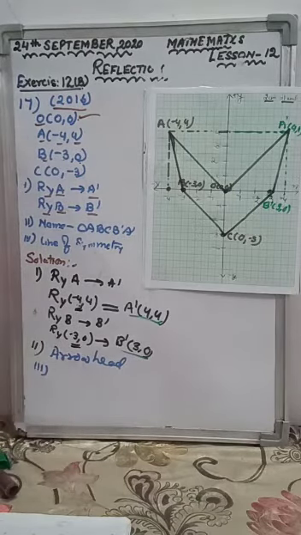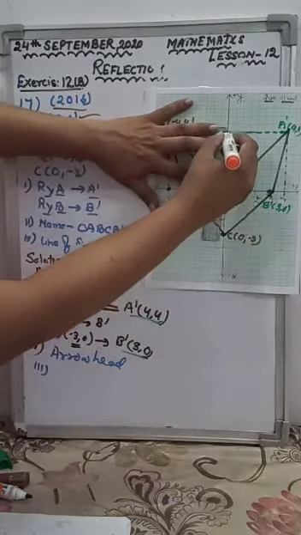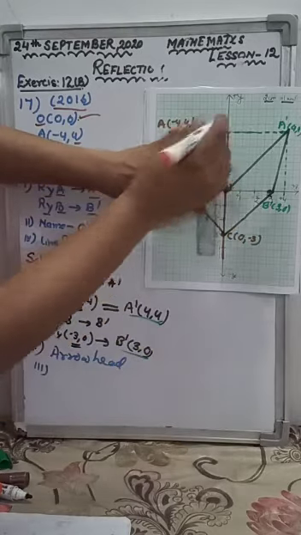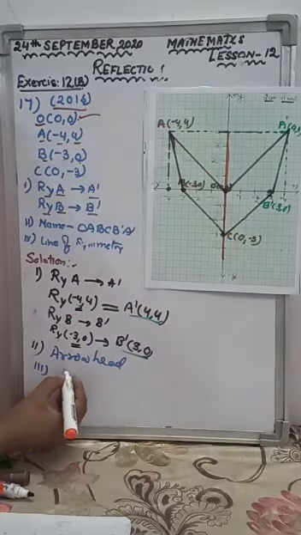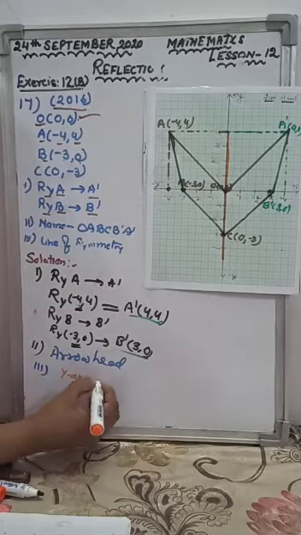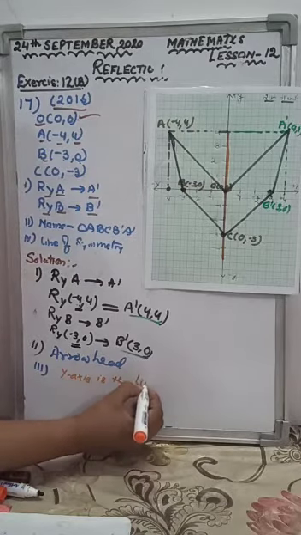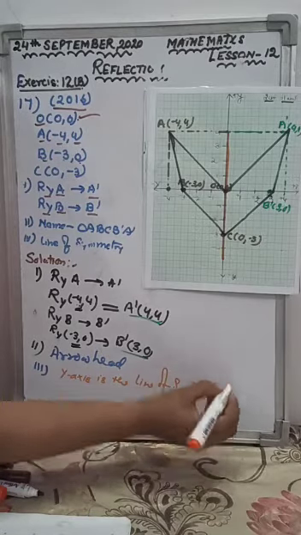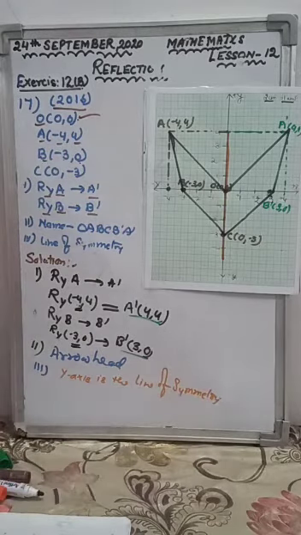Third part, they are asking you to state the line of symmetry for this figure formed. Now what is line of symmetry? Line of symmetry means a line which divides the figure into two equal parts. So which line is that? That is this y-axis, dividing this arrowhead into two equal parts. So you will write y-axis is the line of symmetry for this figure. So this is the answer of question number 17.